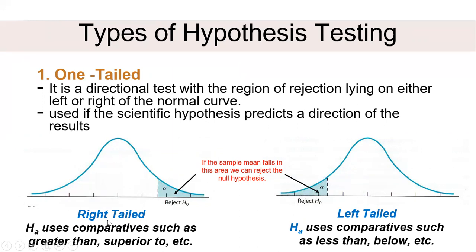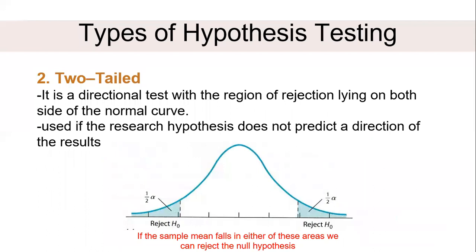In a right-tailed test, the alternative hypothesis uses comparatives such as greater than, superior to, and their other synonyms. And if you have a left-tailed test, your alternative hypothesis uses comparatives such as less than, below, lower, and so on. But note, literature is the basis here.